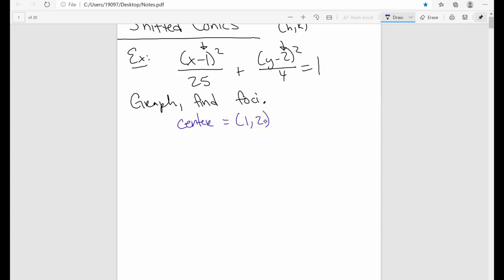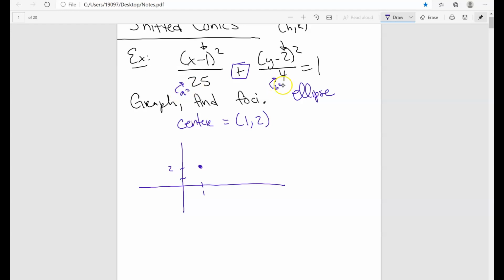Now, why is that the center? Well, first of all, you can see the plus here. The plus indicates that this guy is an ellipse. So let's attempt to graph this. We know that the center is at 1 and then 2. So that's going to be the center of this ellipse. Now, what is a squared? a squared is going to be the largest one. So in this case, this guy is going to be a squared, and this guy is going to be b squared.